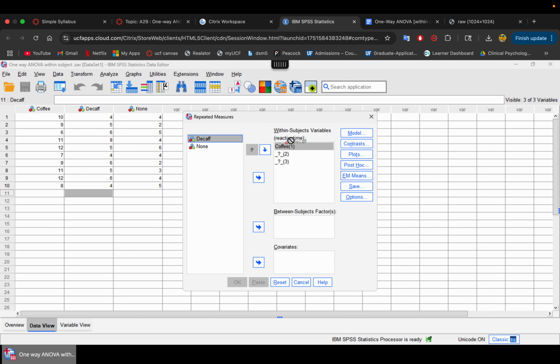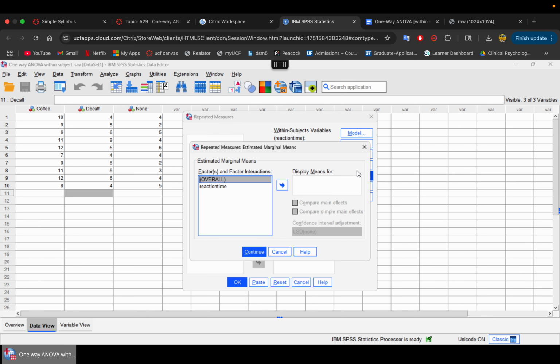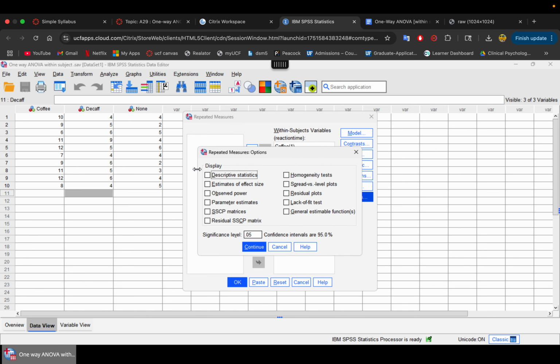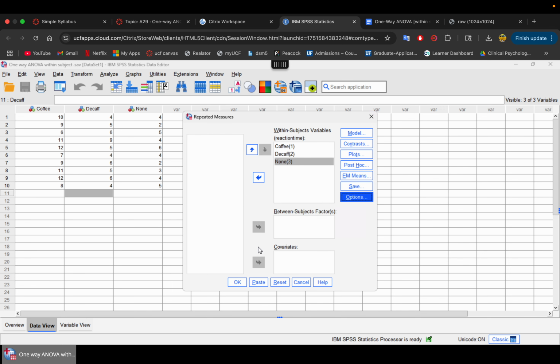Coffee is going to be first, decaf is going to be 2, and none is going to be 3. Make sure coffee is 1, decaf 2, and none is 3, because the number assignments matter in the tables. So we're going to go to EM Means. We're going to go to reaction time and move that over. We're going to compare the main effects, and then our confidence interval adjustment will be the Bonferroni. We're going to click Continue, and then go to Options and descriptive statistics. Click Continue again, and then click OK.